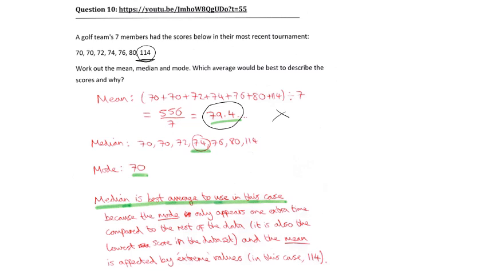Thinking about my mode, it is very low within my data just because two of the people happen to both score 70. My mode probably isn't a fair representation of the scores of the team. It's been pulled quite low because it happened to be that two of them got that score. So mode probably isn't a brilliant one to use. Median is good to use, especially when you've got a very large or very small anomaly, because a median isn't affected by that. So median would be your best average to use there.